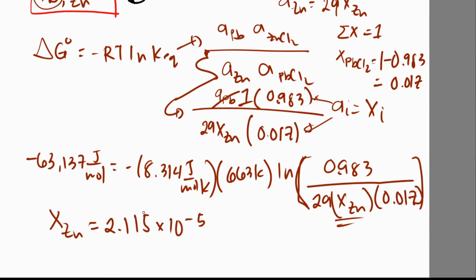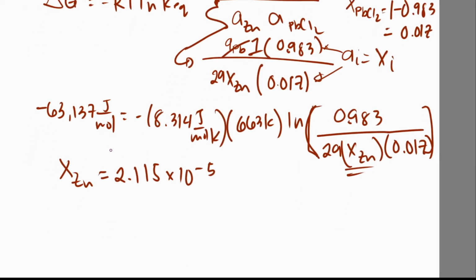I'll spare you how this was done. Basically, I did that using Wolfram Alpha because my calculator has not been returned for about a year. Whoever you are, please return my calculator. Anyways, this is the mole fraction of zinc in our mat after the refining process.